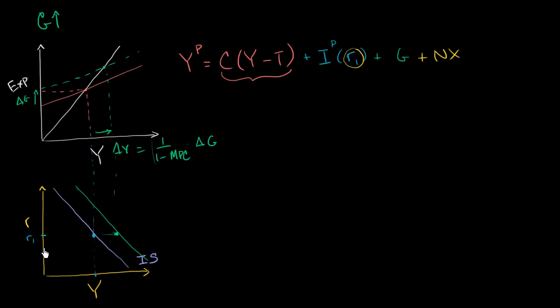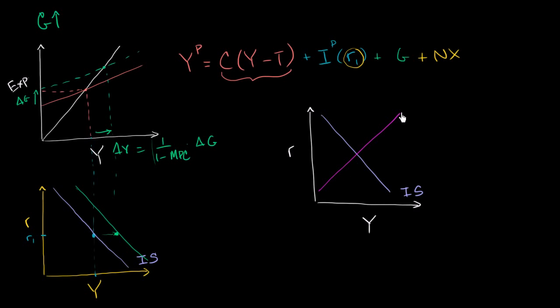So with that in our toolkit now, we can think about how a change in government spending might change our equilibrium point in our ISLM model. And so let's do that. So once again, real interest rates. Here we have aggregate income, or real GDP. And then we have our IS curve. Our IS curve looks something like that. And our LM curve, I will do it in magenta. Our LM curve might look something like that.